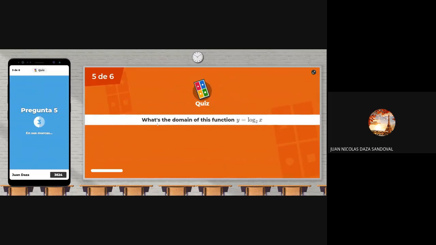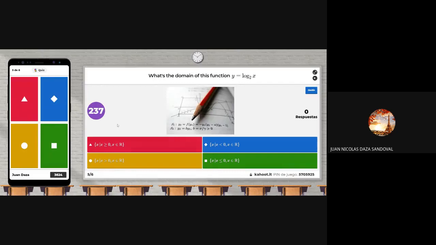What's the domain of this function? y equals log base 2 of x. In this case, the logarithm function is the inverse of the exponential function. So the answer will be the same, but instead of the range, we're talking about the domain. The answer will be reversed, so it will coincide with the domain. The answer for this case will be the yellow one, where the x values have to be higher than 0, and not be the same as 0. It's like an asymptote there.